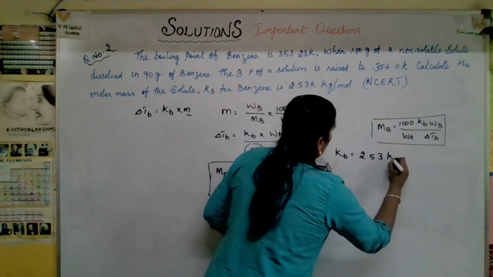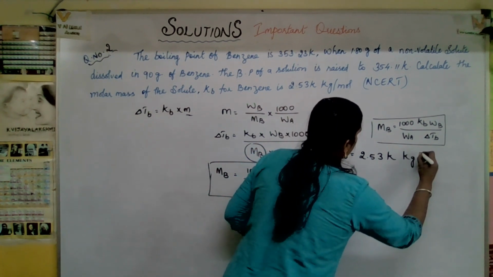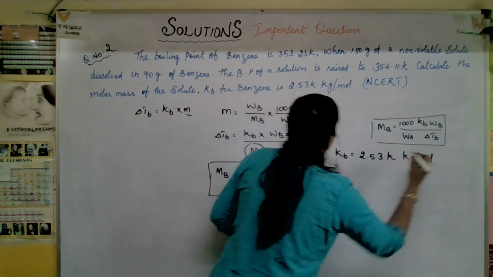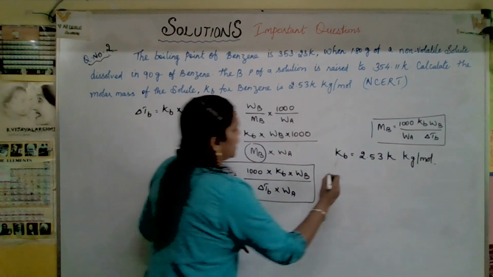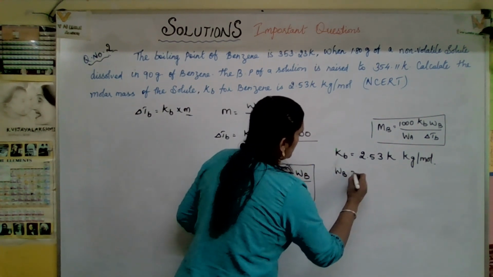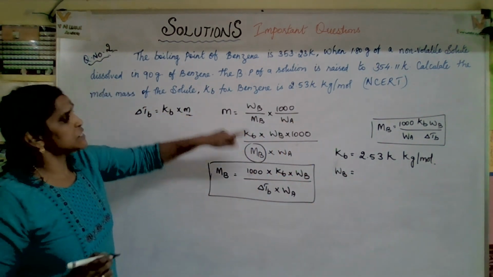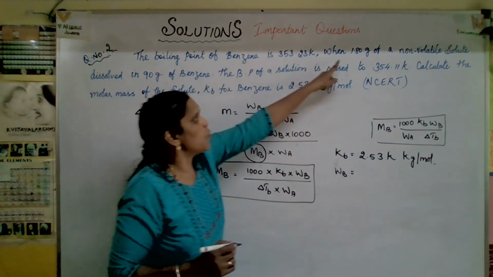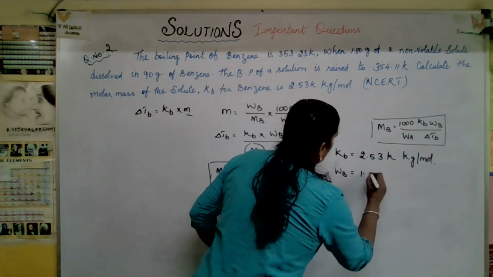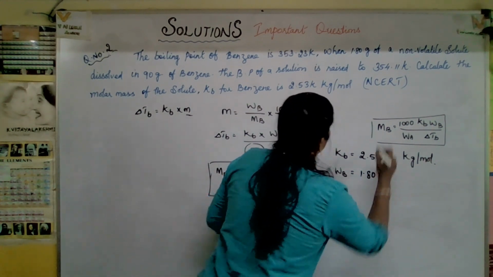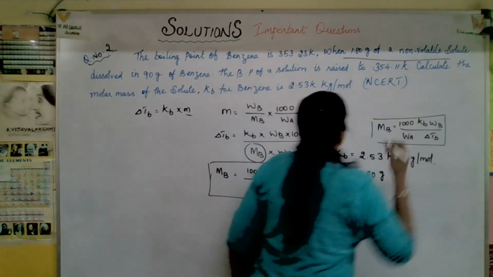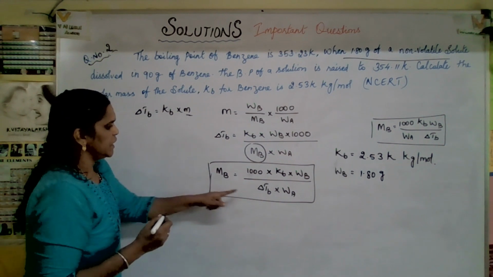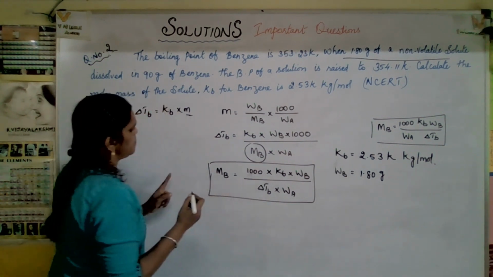KB for this benzene is 2.53 kg per mole. Right. Okay. Now WB. What is WB? Given mass of that solute, what is it? 1.8. 1.80 gram of non-volatile solute. Right. Okay. Now here delta TB.